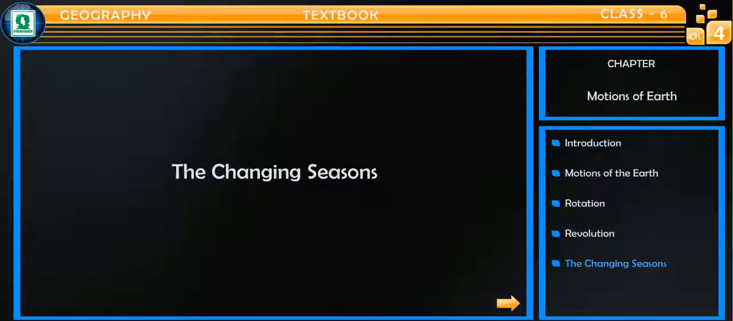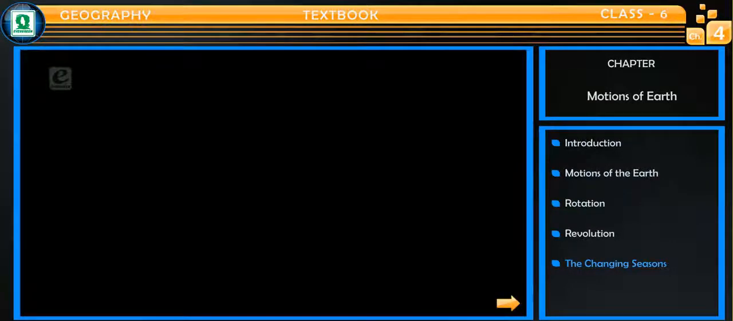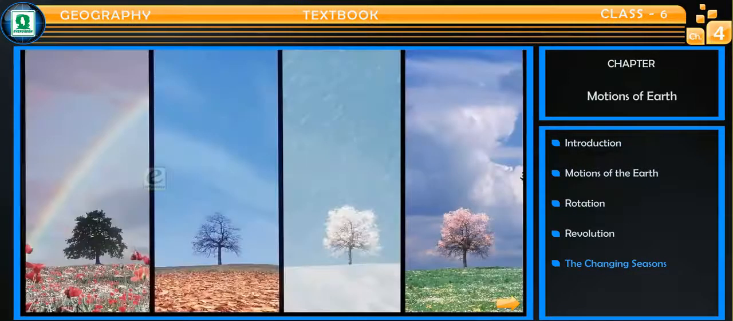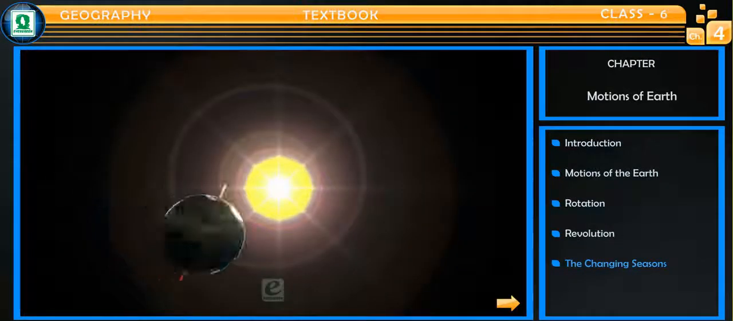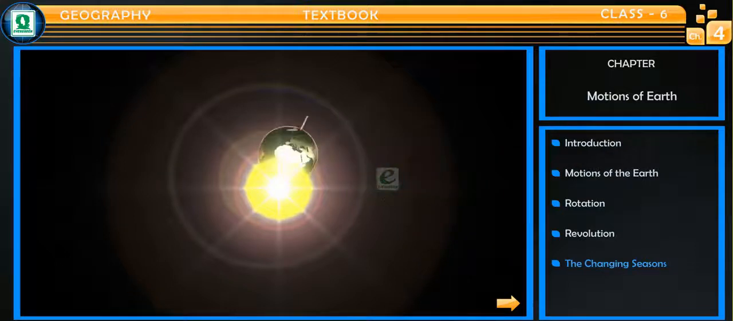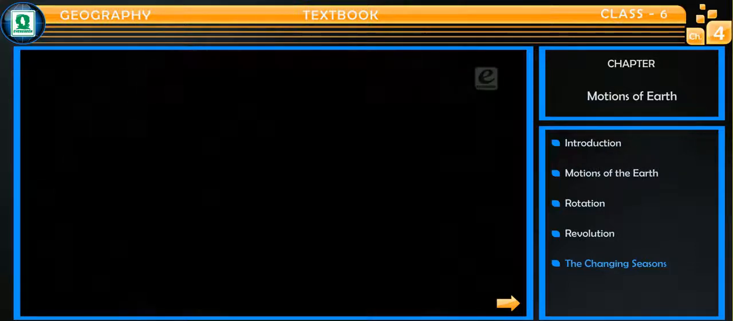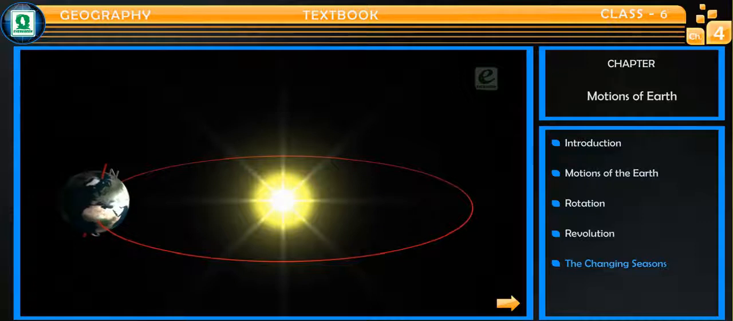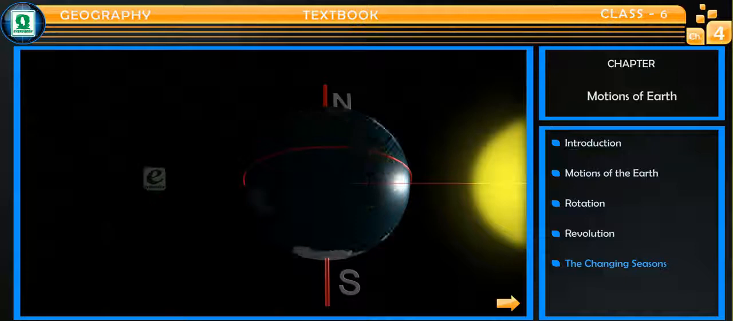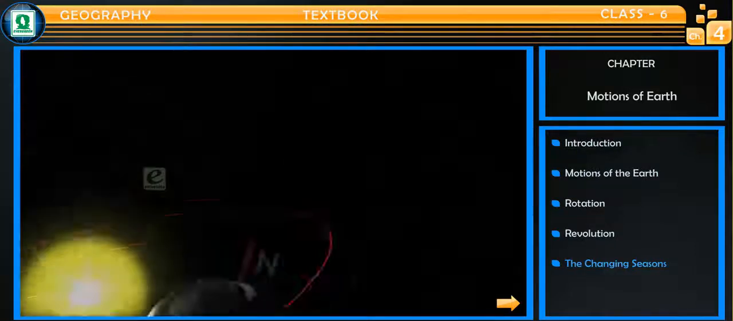The changing seasons. There are 4 seasons in a year: summer, autumn, winter and spring. All these seasons have different temperature and climatic conditions. Two main factors responsible for seasons are the Earth's revolution around the Sun in an elliptical path and the tilted surface of the Earth. The phenomenon of changing seasons can be understood with the help of four positions of the Earth during its revolution around the Sun: summer solstice, winter solstice, spring equinox, and autumn equinox.